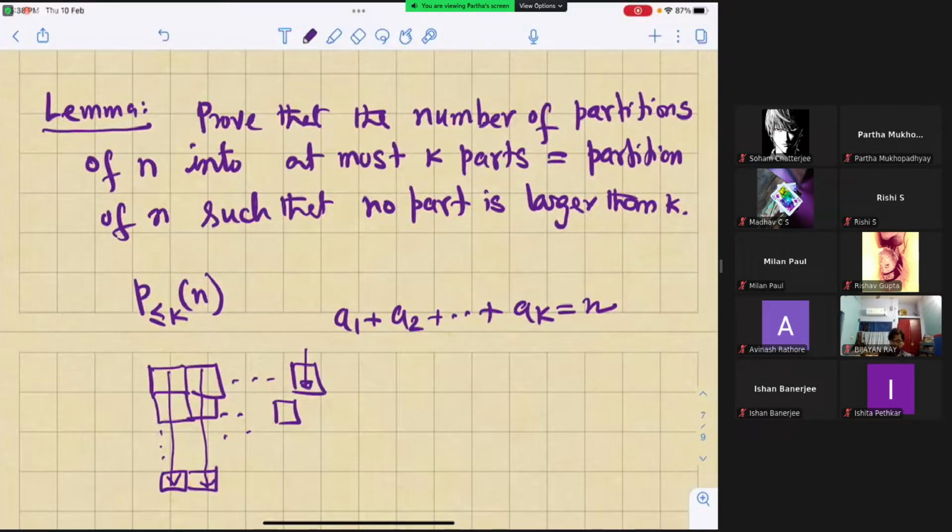Just a minute, I'll come back to it. These two sets are the same, just from the picture of the Ferrers diagram.